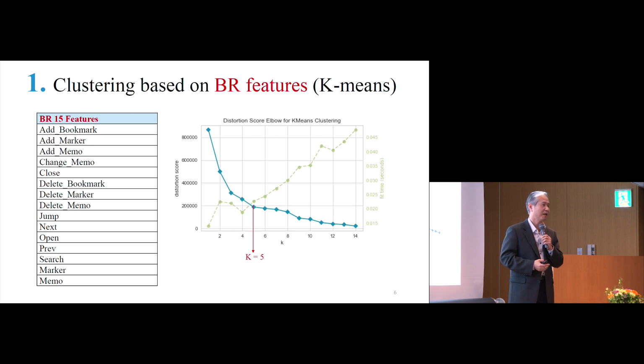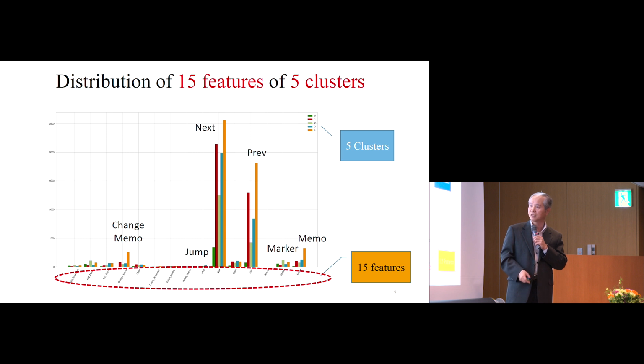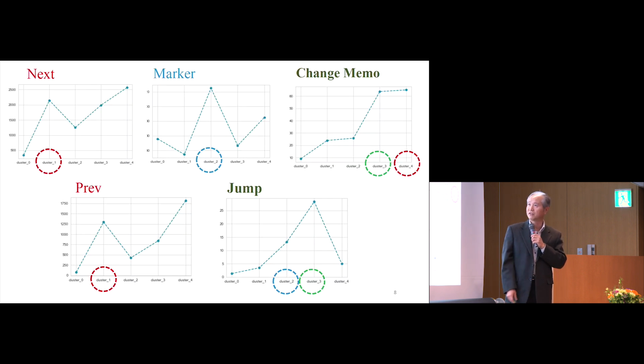The first one is clustering. We use k-means, in general, where k is 5, based on the 15 features. Here's the result. The x-axis is the 15 features. The y-axis is the distribution of features. For next and previous, they have a lot of distribution, so we further analyze each distribution.